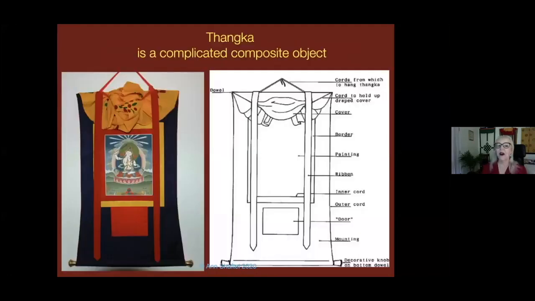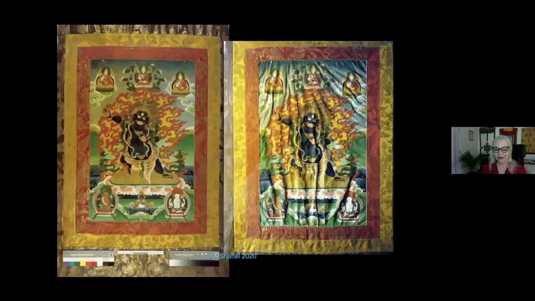Thangkas themselves are very complicated. As conservators, we call them composite objects. In order to really understand preservation of a thangka form, no matter from what century your thangka is, we have to understand the complicated composite object nature of it. For one thing, the thangka form does not rest easy. It's warring within itself. This is what a thangka looks like to you, and this is what's actually going on with it.